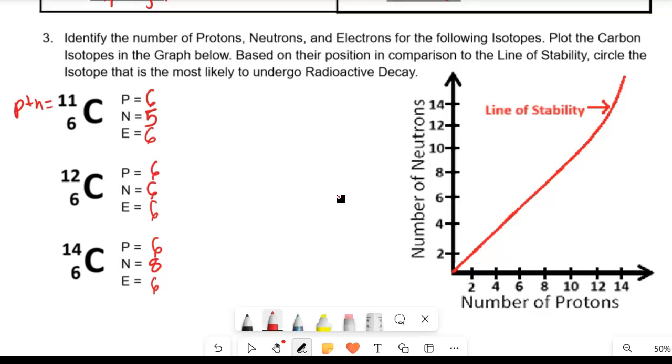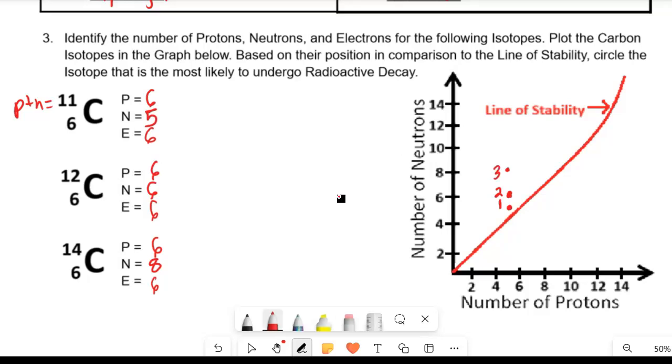Let's go ahead and graph where these carbons would be on our stability graph. So the first carbon has 6 protons and 5 neutrons. So 6 protons, 5 neutrons would be somewhere around here, and that's going to be our first carbon. So let's go ahead and label that 1 just so we know. Our next carbon has 6 protons, 6 neutrons, so 6 protons, 6 neutrons would be somewhere around here. Let's go ahead and label that 2. And our last carbon has 6 protons and 8 neutrons, so that'd be all the way up here. So let's go ahead and label that 3.